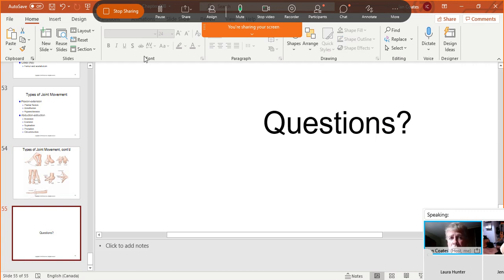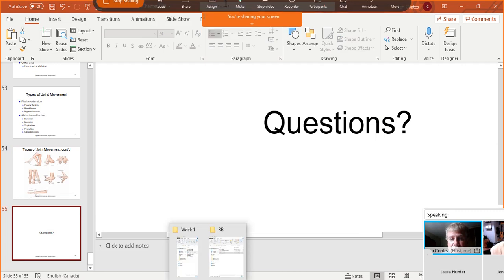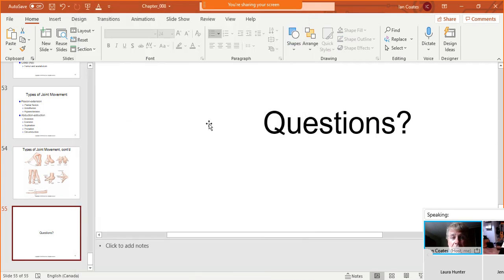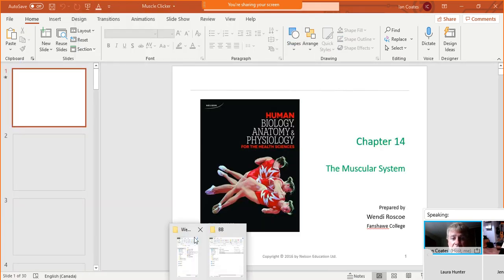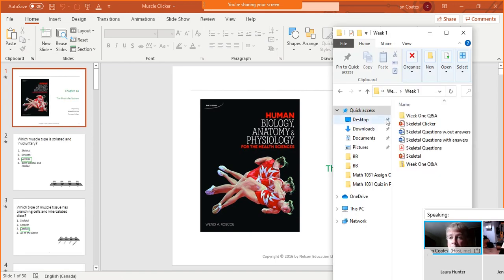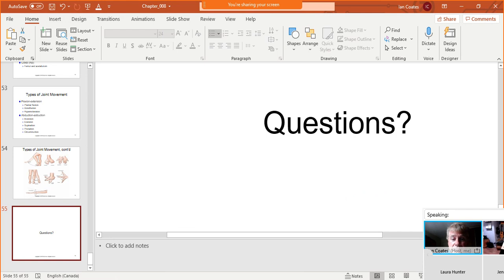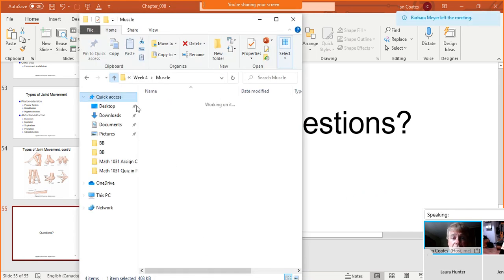It's a long one, but I guess we all knew it was going to be long. What I would like you guys to do is go and take a break, for one thing. And you see here, that's the muscle clicker. If you go on over to the bones, have a look at the bones clicker, and have a look at the muscle clicker.